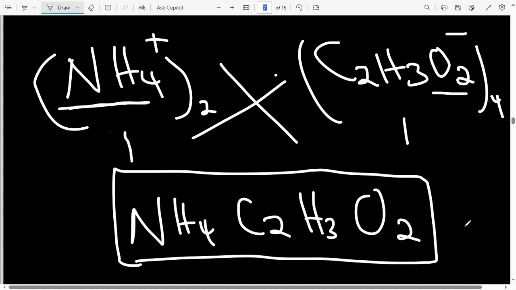I have a question I wanted to ask. Is it necessary to indicate the state symbols when you're naming the compounds? No, when you're naming, no. But when you start doing the reactions, then you always have to indicate the state symbols. When you're naming, they're not important. All right, thank you.